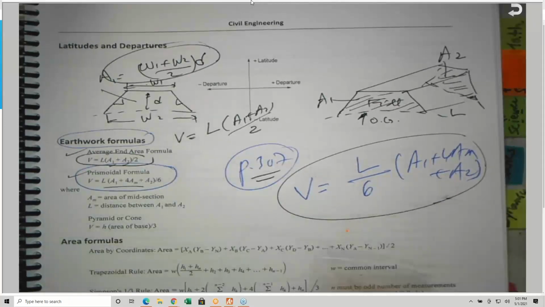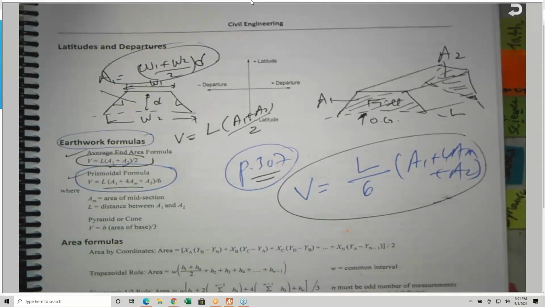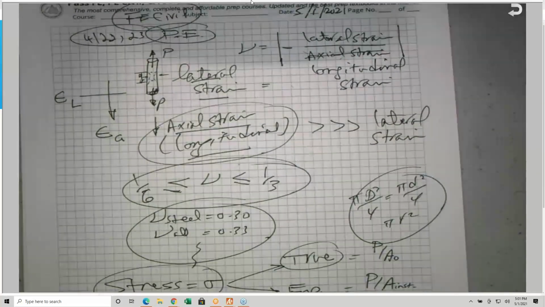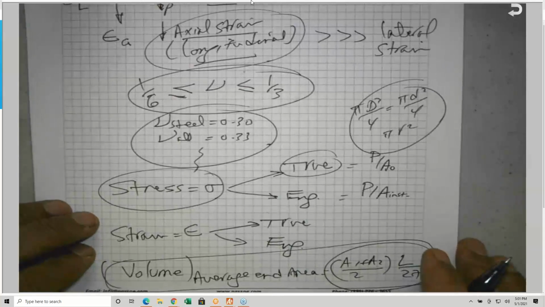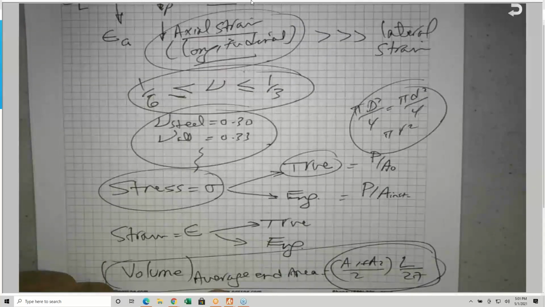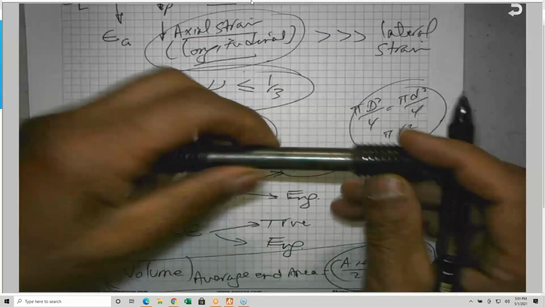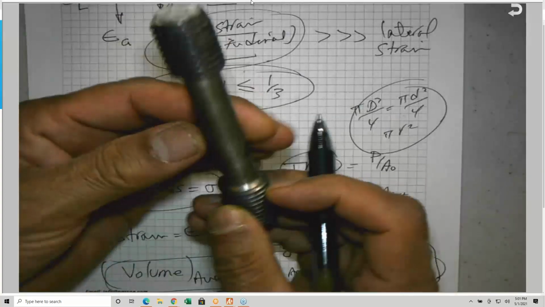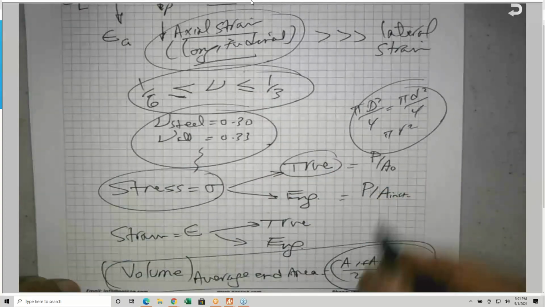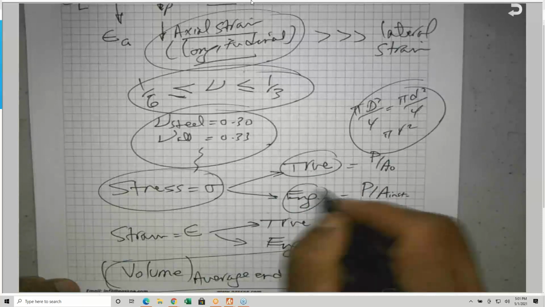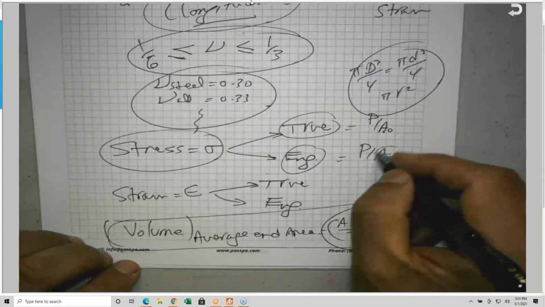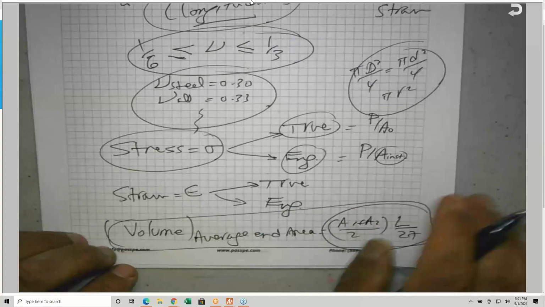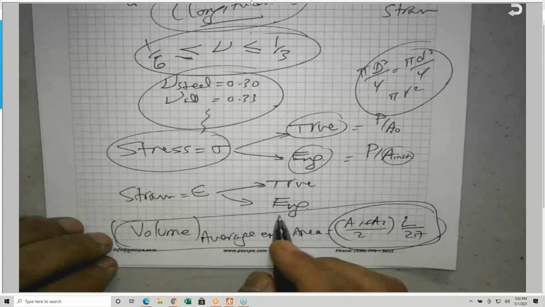I wrote it here. This is on page 307 again. So the area cannot be measured, but the area can be calculated, except if you are using a planimeter. But for the case of a rod like this, you have to get the diameter, and after that, this is the engineering definition for the stress and the true definition. So they use the instantaneous area, or the area at the moment that we collected the value of the P.